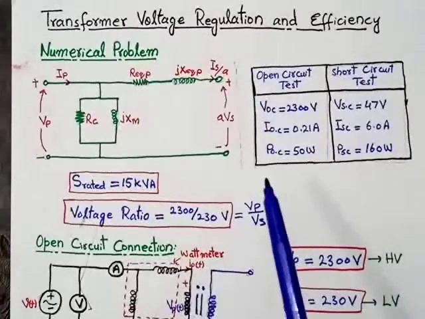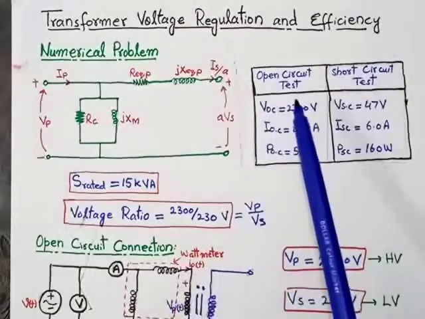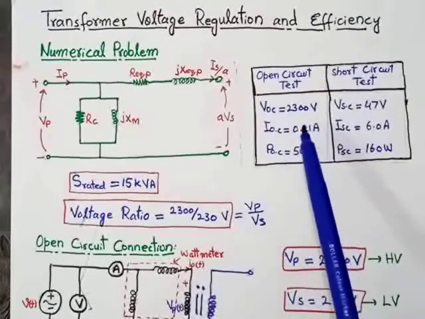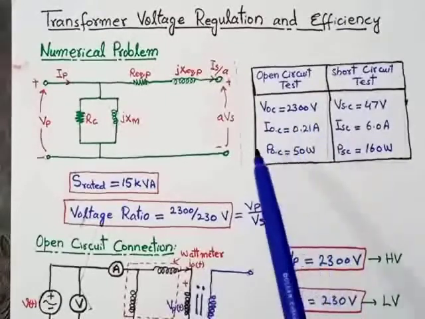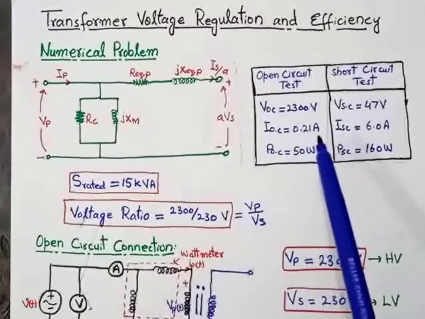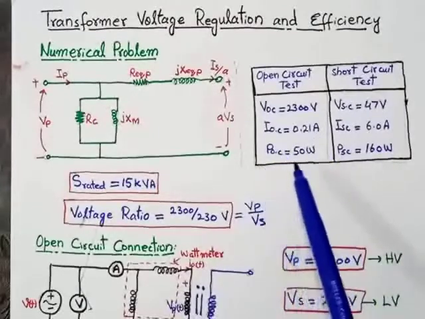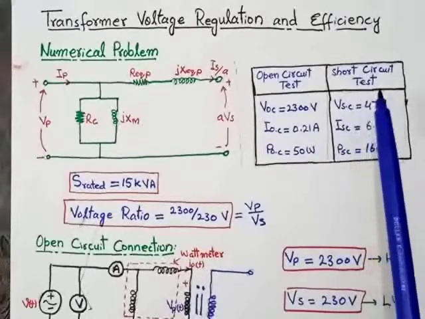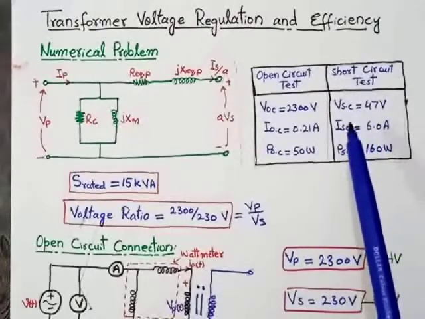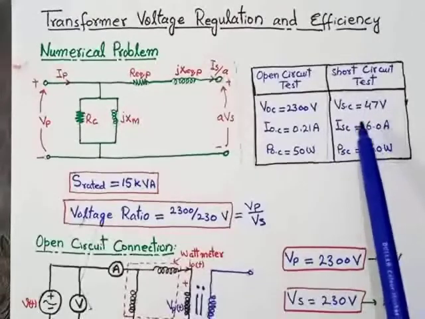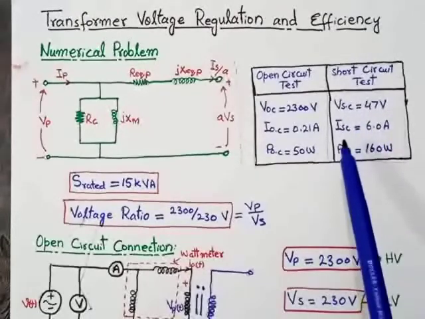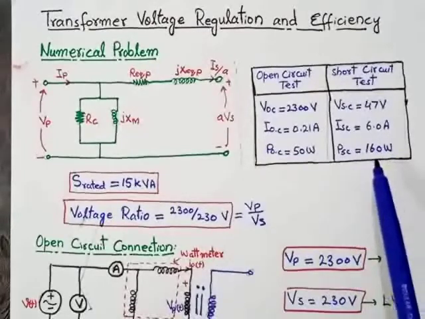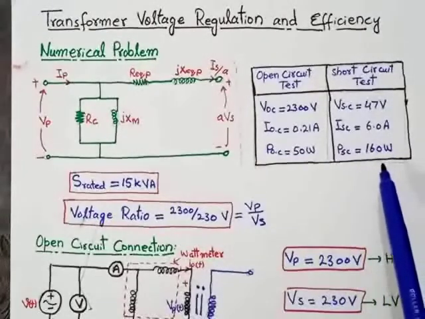The other parameters are the open circuit test parameters given here. Open circuit voltage is equal to 2300 volt. Open circuit current is equal to 0.21 ampere. Open circuit power is equal to 50 watt. And the short circuit test parameters are given here. V short circuit is equal to 47 volt, I short circuit is equal to 6 ampere and P short circuit is equal to 160 watt.